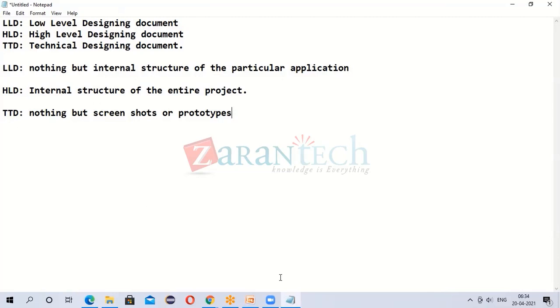So what is LLD? LLD is nothing but the internal structure of the particular application. Suppose there is a login application, take the Gmail login application. Username, password, submit: there are 3 fields, correct? So what's the relation between username, password and submit? Which one do we use first, second, third? That kind of relation will be created here.